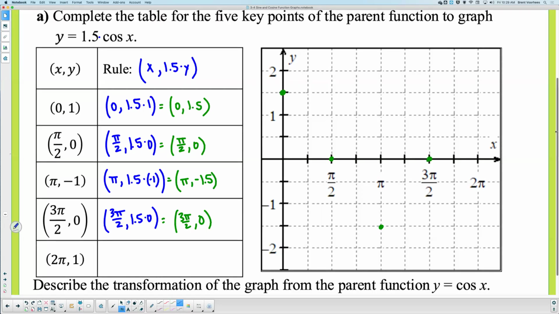Finally, last point. 2 pi, and then 1.5 times 1. 1.5. Oops, 2 pi. There we go. Connect your dots, and we'll have it.